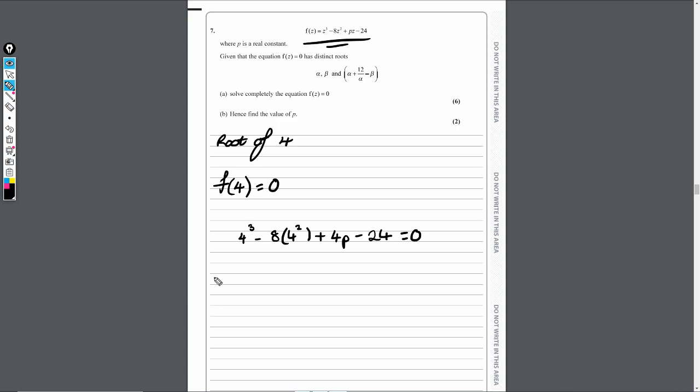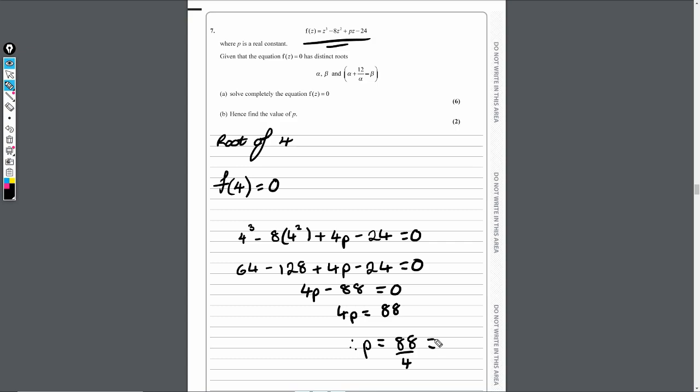So now, just putting all this in on your calculator, it's going to be 64 minus 128 plus 4p minus 24. And this is equal to 0. Simplify this side, your left hand side of your equation, you get 4p minus 88 is equal to 0. So therefore 4p is equal to 88. Divide each side by 4 to get 88 over 4, or get p equals 22. And there we have it. So that's the value for p. You should get 22. And that gives us question 7 fully complete.